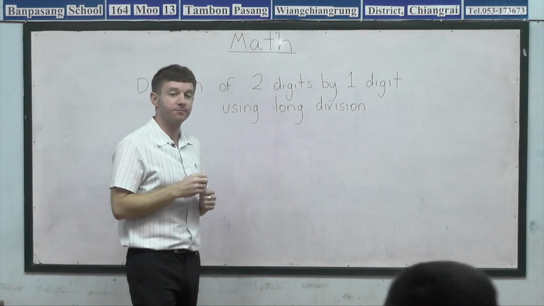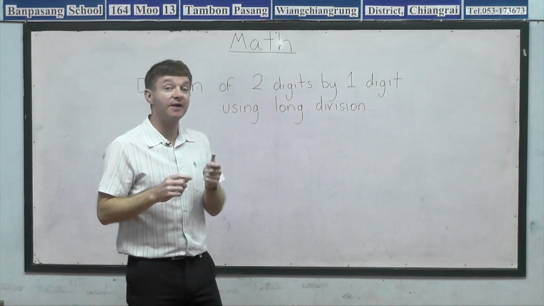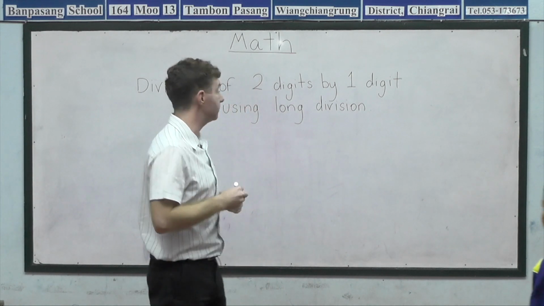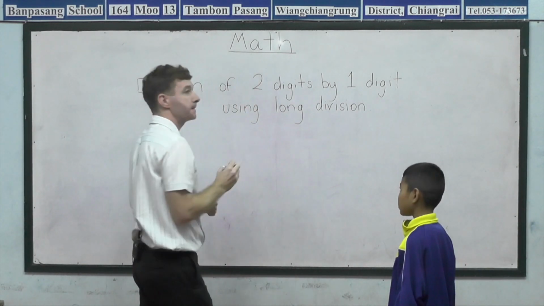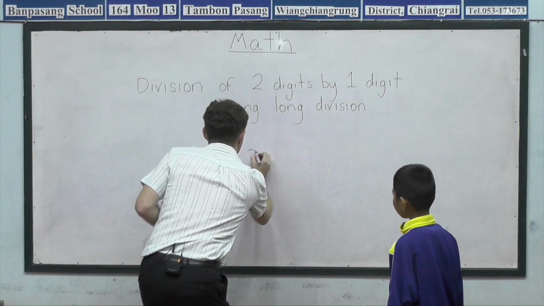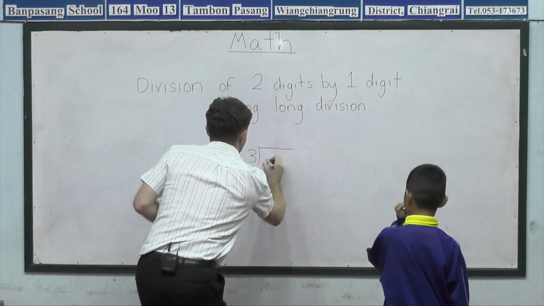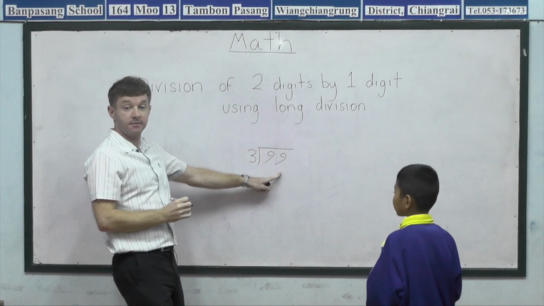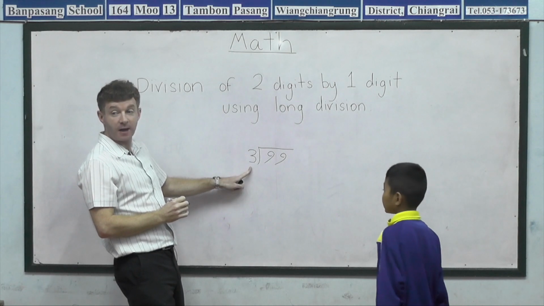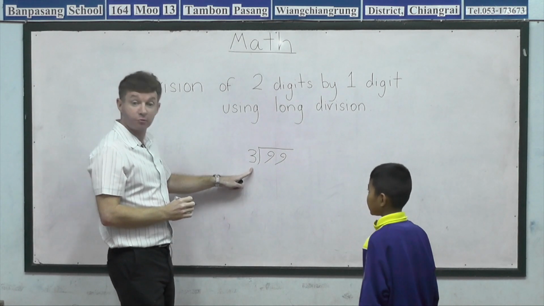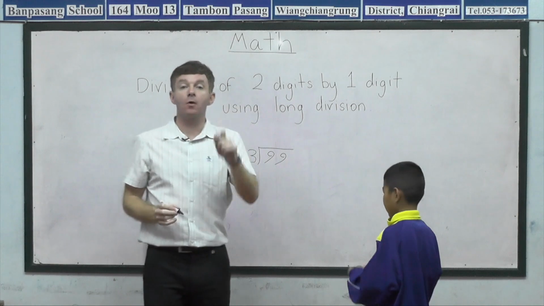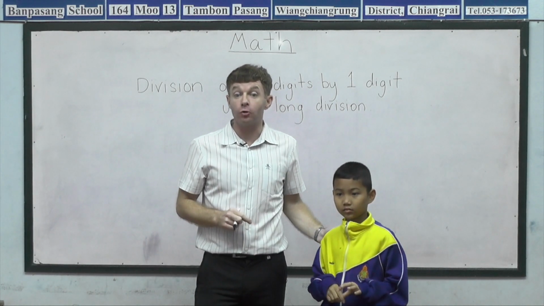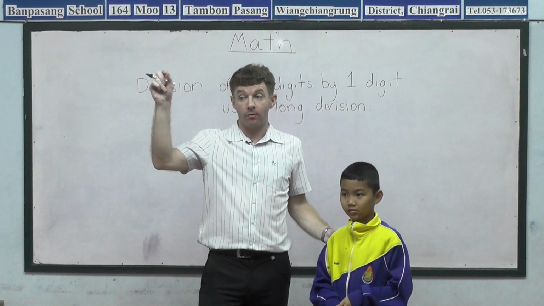Bangpon, come and join me. So what I'll do, I'll write a division problem on the board and we'll use our division table. So let's see. We'll have 99 divided by 3. So remember, when we're doing long division, we have our format. Do you remember what we have to do?